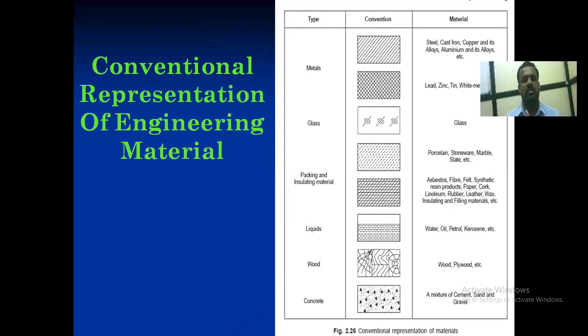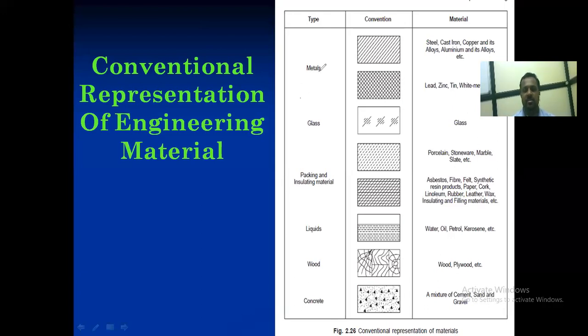So now see, we are going to move to the next point, that is the conventional representation of engineering material. In the last lecture I already explained regarding engineering materials. There are different types of engineering materials. What are the engineering materials?